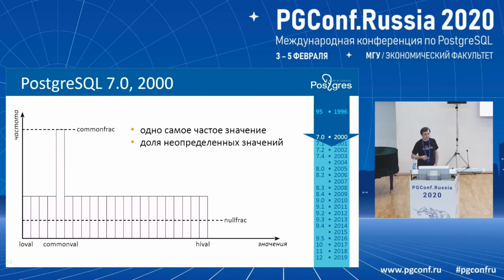So for 4 years we lived with this error. Version 7.0, year 2000. In this version we realized for the first time that there is a problem of unequal distribution, and we tried to do something about it. First we found a simple solution. We created specific statistics for one most common value, thinking that others will be distributed evenly. And another important change which was done, it's statistics for undetermined values.